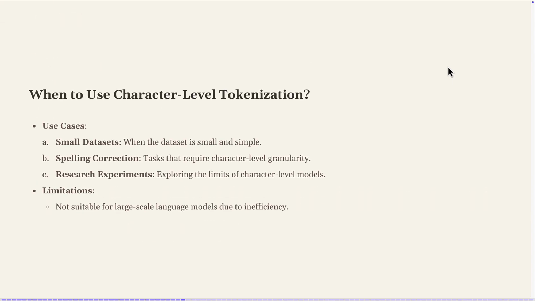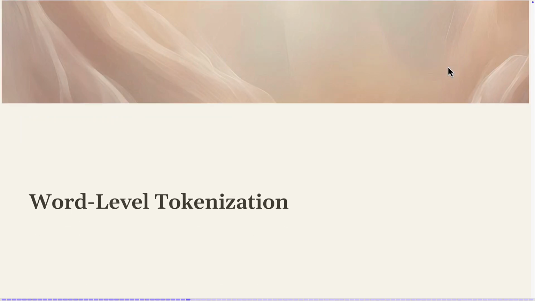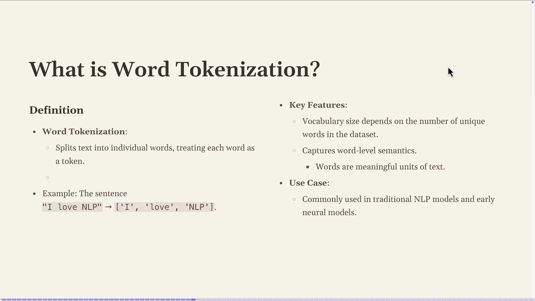These are just some additional information, but we've talked about all these different limitations. Now, we took one extreme, which is character level tokenization. The other extreme is word level tokenization, and in this case, it's also simple. I will have a sentence or a dataset, and I will extract all the unique words from this dataset, and every unique word will be considered a token. So it splits the text into individual words, treating each word as a token.